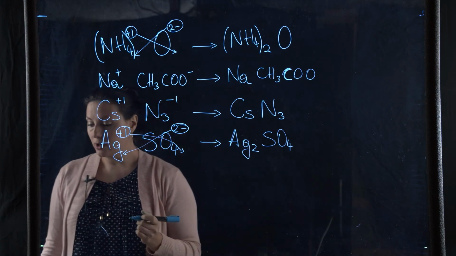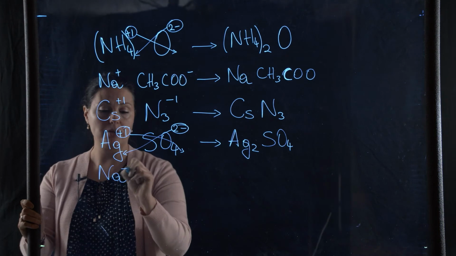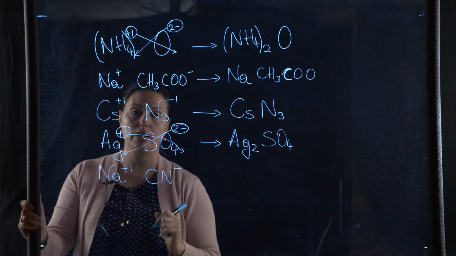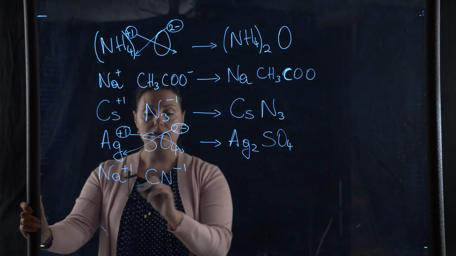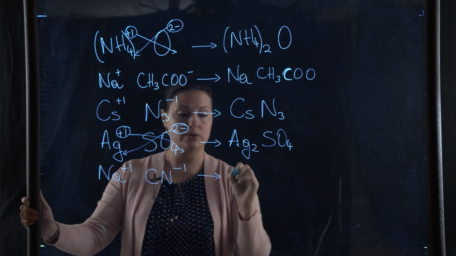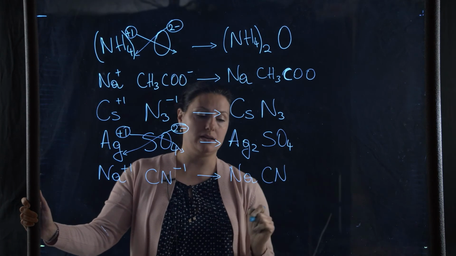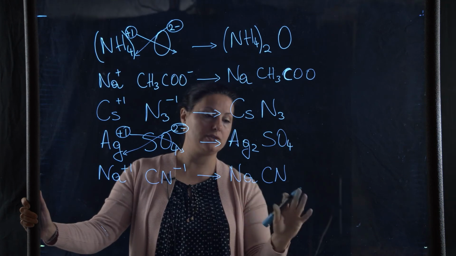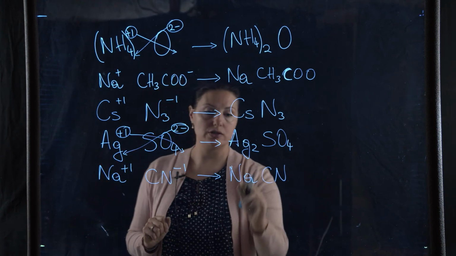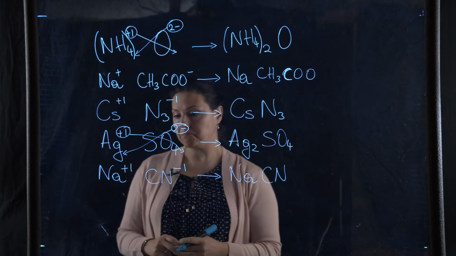Then I have sodium and cyanide. Sodium is once again a +1 ion, and cyanide is a -1 ion. This is an easy one because I have a -1 and a +1, so all I have to do is just write both of them, NaCN. I don't need any subscripts, I don't need to do anything. Just write it out because their charges match. This is a +1, -1, so it's a neutral compound as is written.